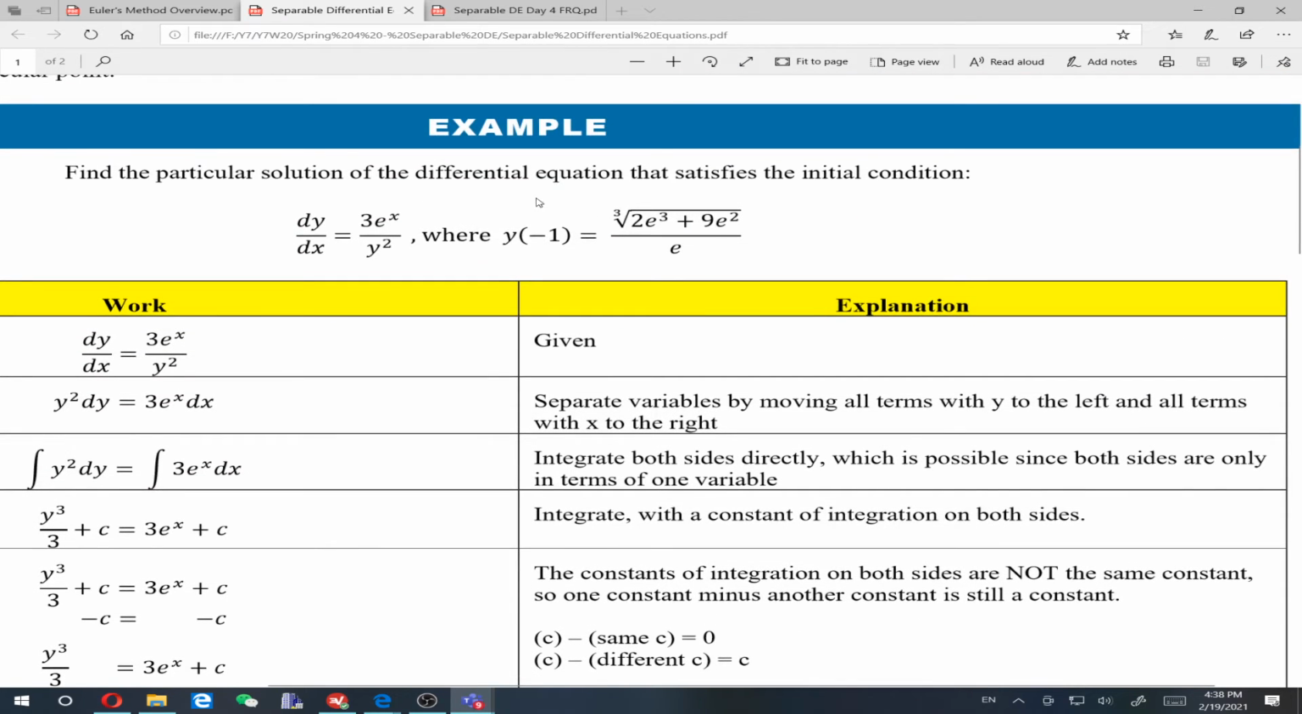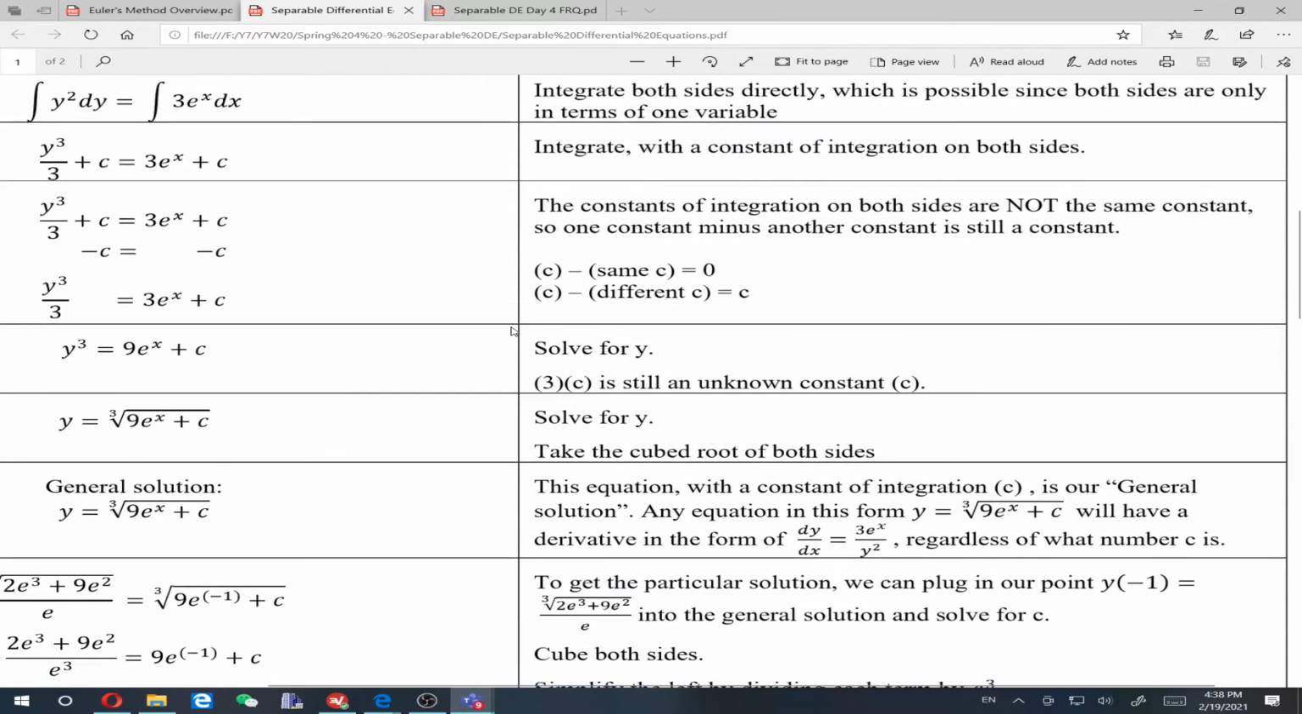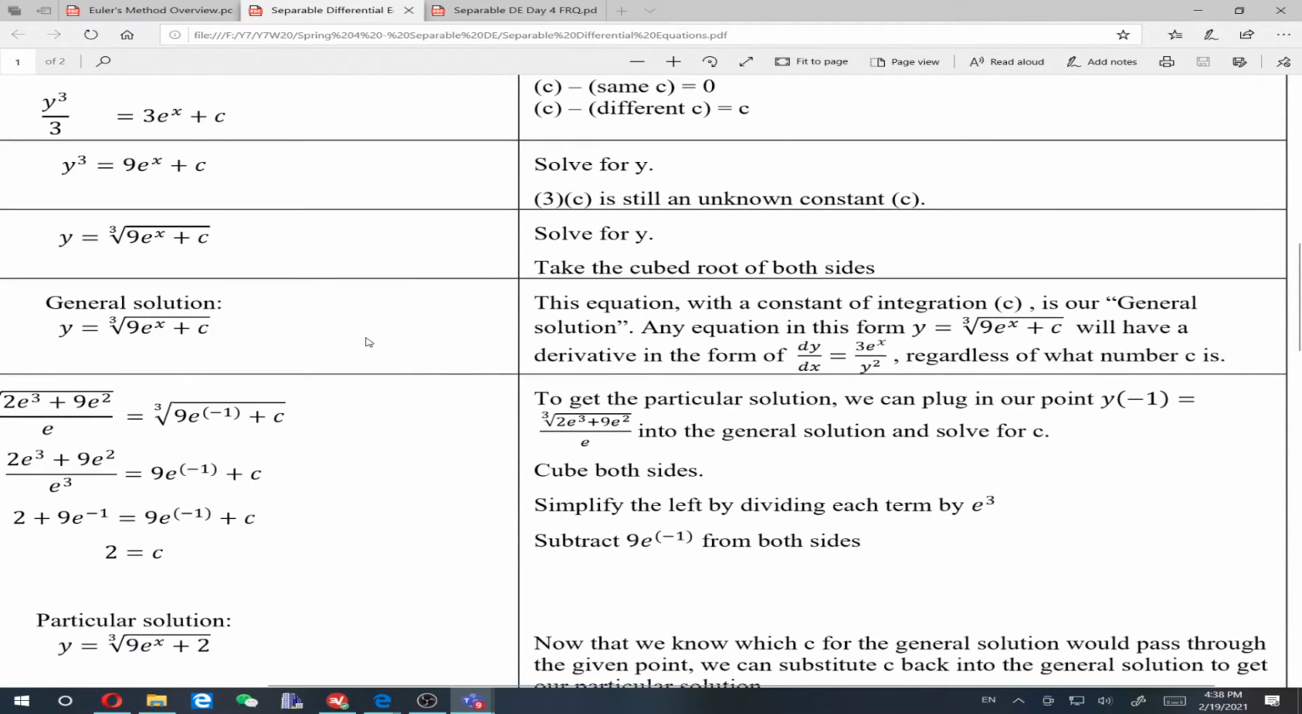But because we are given a point, we know when x is -1, y is all of this. We could potentially plug that in order to solve for our particular solution.